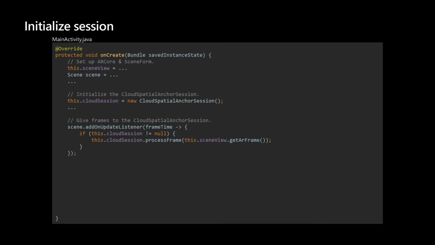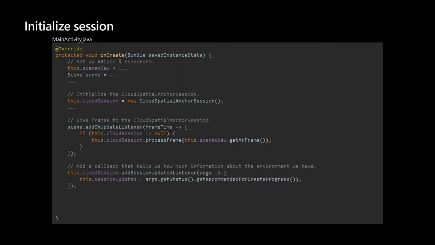This onUpdate listener is a Java concept. Basically, it will be called every time AR Core has a new camera frame to give us. In return, we're going to call processFrame on that camera frame. So this is one side of the handshake that I'm about to show you. We give camera frames to Azure Spatial Anchors. In return, Azure Spatial Anchors is going to give us back a float that tells us how much information about the environment it has.